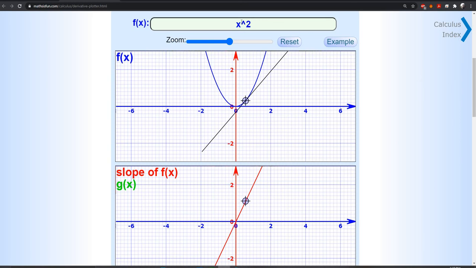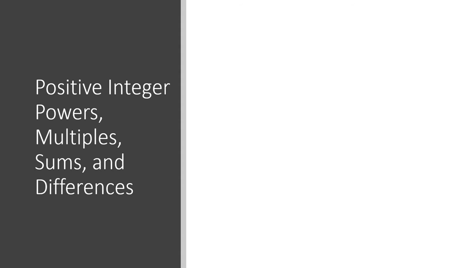We can actually manipulate x squared, f of x equals x squared. We can manipulate that using a set of rules called rules for differentiation in order to get the equation of this line right here, which is the derivative function of f of x. There are various rules that we can use to differentiate a function, and which rule we use is completely dependent on the original function that we are differentiating.